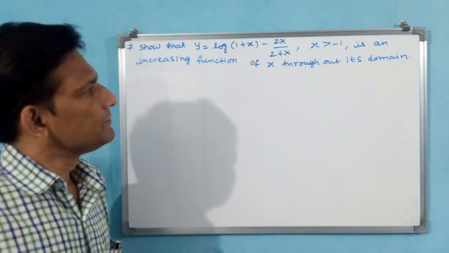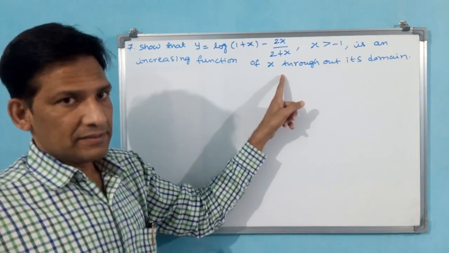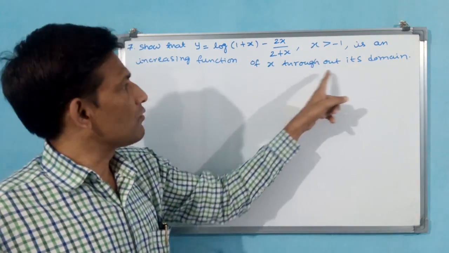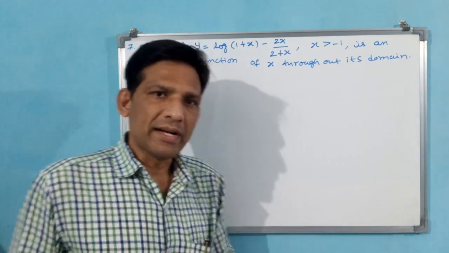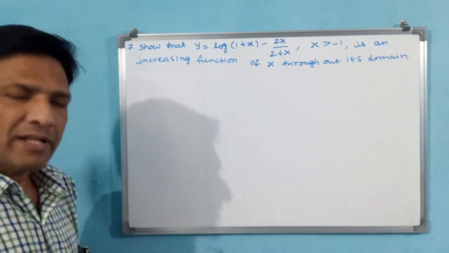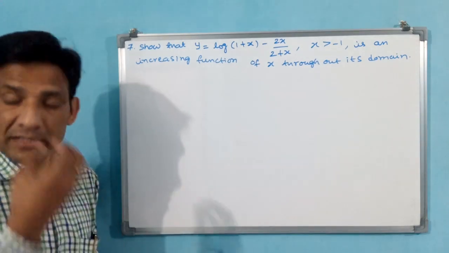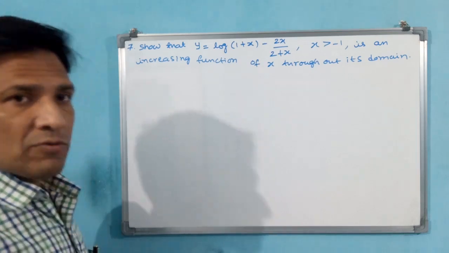Okay, is an increasing function of x. Increasing function, like we have to show. Why? Because show that means prove. We have to prove throughout its domain. Its domain is minus 1 to infinity. Entire minus 1 to infinity, this function is increasing, like we have to show. Let us see. We know very well how to do it.